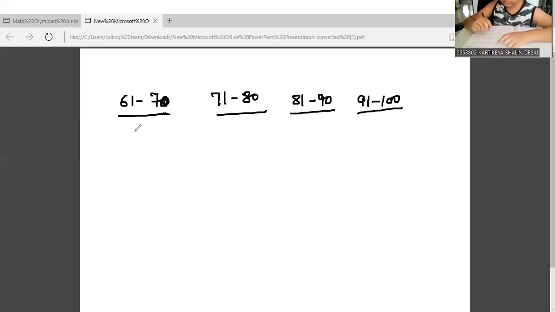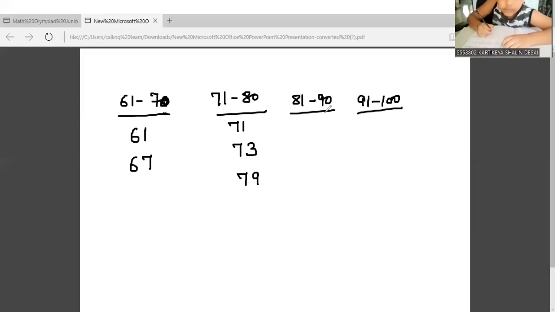Yeah, 61 to 70. Can you say 61, then 67? Now 71 to 80. It will be 71, 73, 79. 81 to 90, Amika. Yes, 81 to 90. 83. 83, very good. It will be 89. And in the last row, we have only one prime number, which is 97. Write it down.